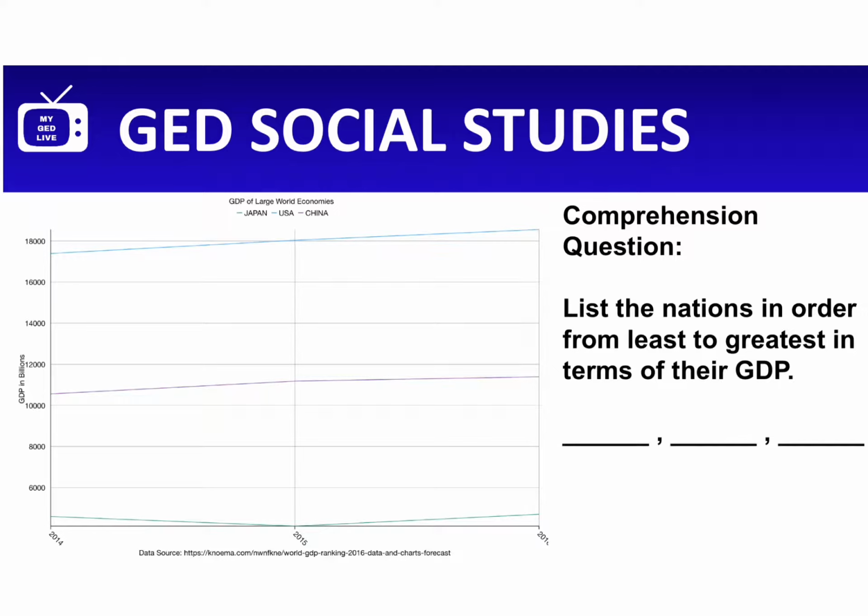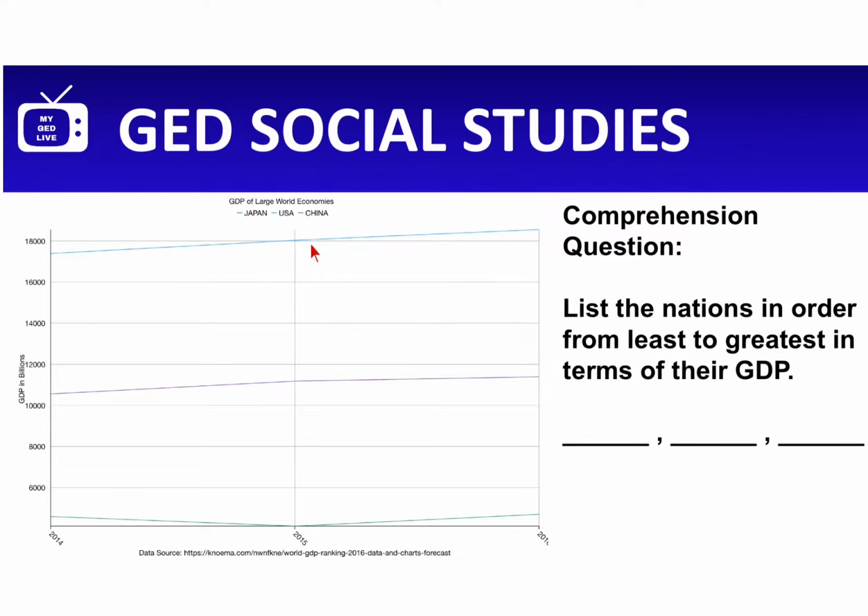The second thing I want to say is the GED Social Studies, the GED Science, and the GED RLA, especially the reading portion, are all reading tests, right? It just happens to be about social studies information. So you don't have to memorize historical facts or what a GDP is, you just need to be able to read it and work with it in terms of the question. Here's a very simple comprehension question we're going to work through today: list the nations in order from least to greatest in terms of their GDP.